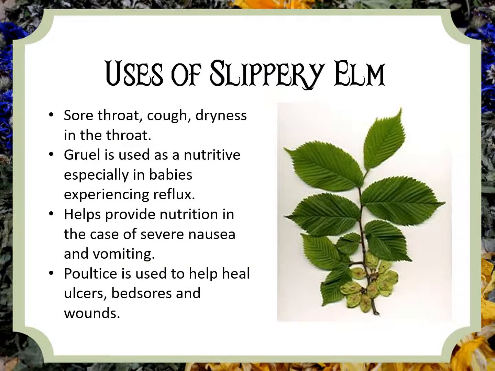So now let's talk about how it is used. Because of its demulcent qualities, it's used commonly for things like sore throats, cough, or dryness in the throat. It is sometimes used as a gruel, so it's thinned with water and made into almost like a soup. The gruel is used as a nutritive, especially in babies experiencing reflux.